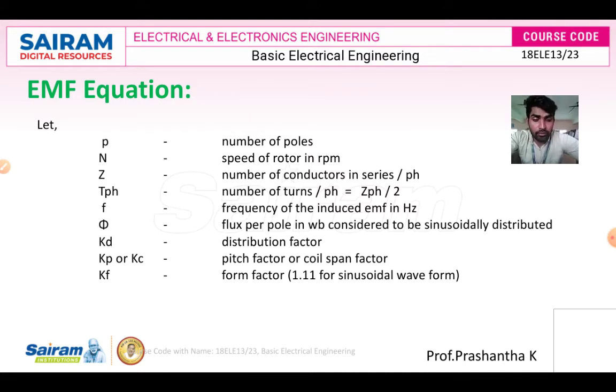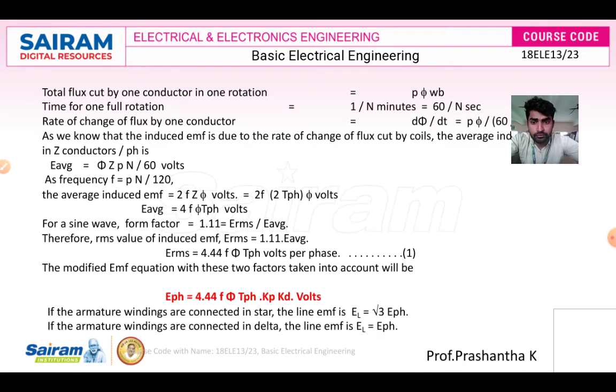Phi is the flux per pole in Weber, considered to be sinusoidally distributed. Kd is the distribution factor, and Kp and Kc are the pitch factor and coil span factor. Kf is the form factor, 1.111 for the sinusoidal waveform, right? So the total flux cut by one conductor in one revolution is P phi Weber, right? If you consider one rotation, magnetically rotating in the complete path, it cuts P phi Webers: the number of poles times the flux produced by each field winding.